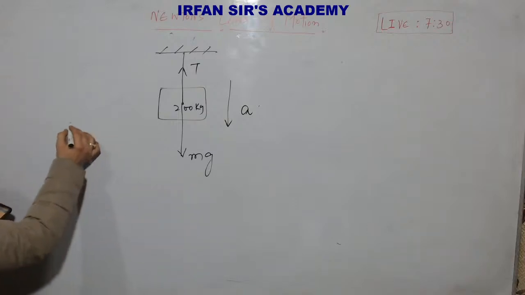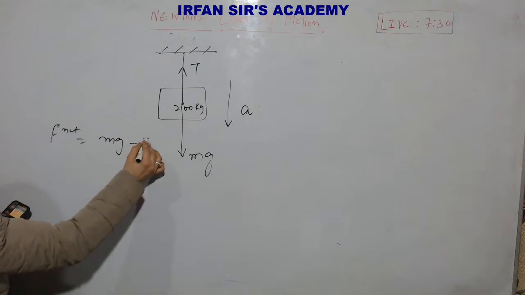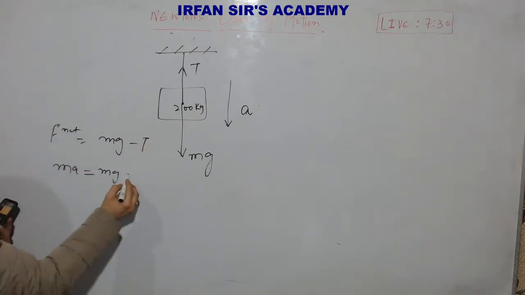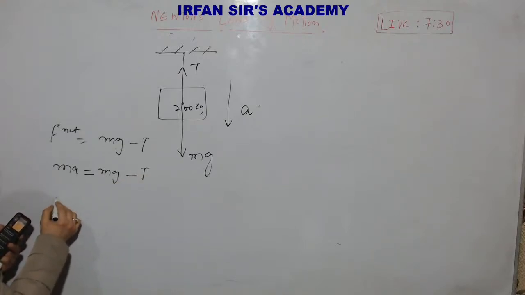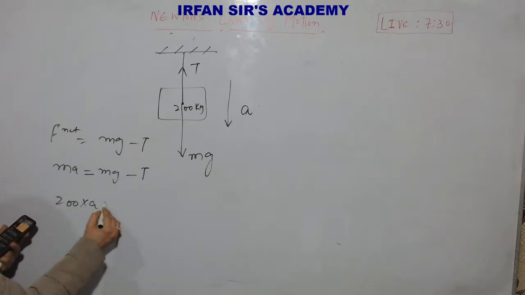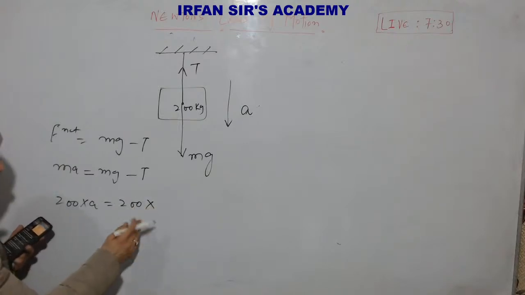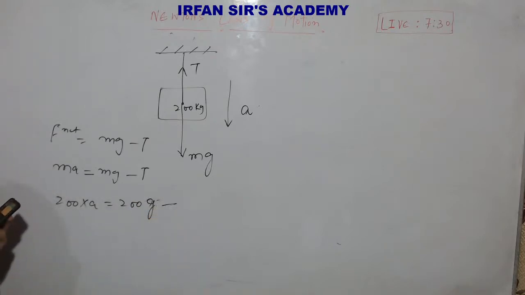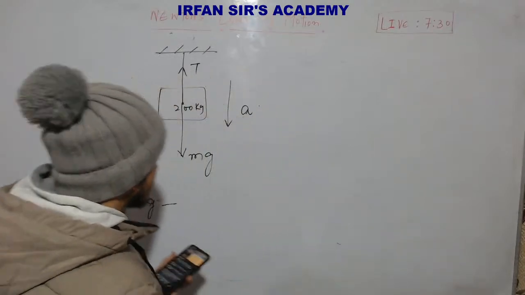What will be the net force on the body? F net will be equal to mg minus T. What is F net? ma equals mg minus tension. What is the value of m? Given that m is 200, 200 into a equals 200 into g minus tension. What is the value of tension? Breaking strength 160 kg weight. 160 kg weight means that it is 160.